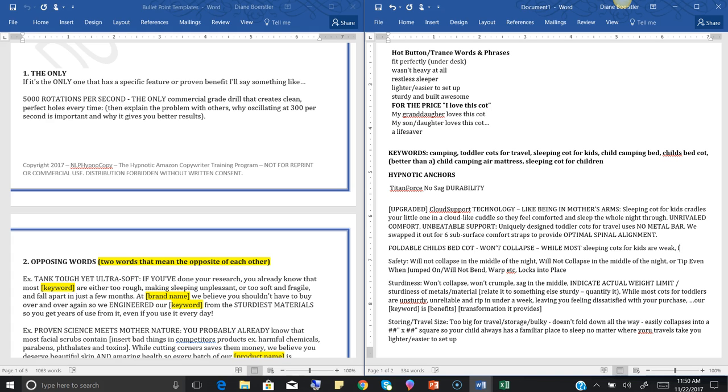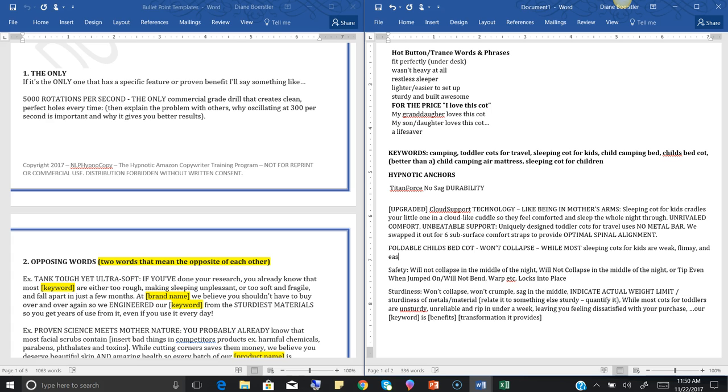weak, flimsy, and easily collapse or tip over when stood upon. Our sleeping cot for children has, and then you'd want to quantify this, right? So you want to use either additional anchors, or say there's a specific type of technology, or say why it works.